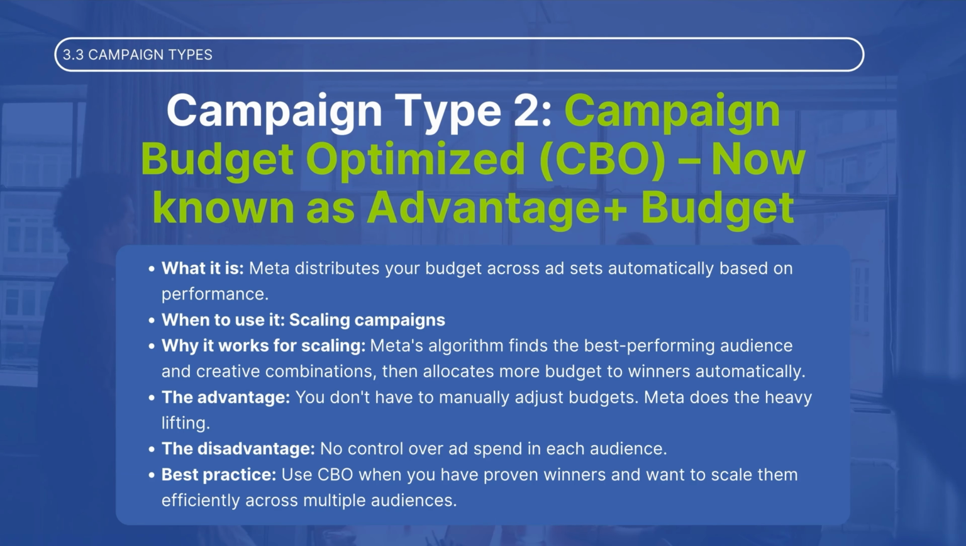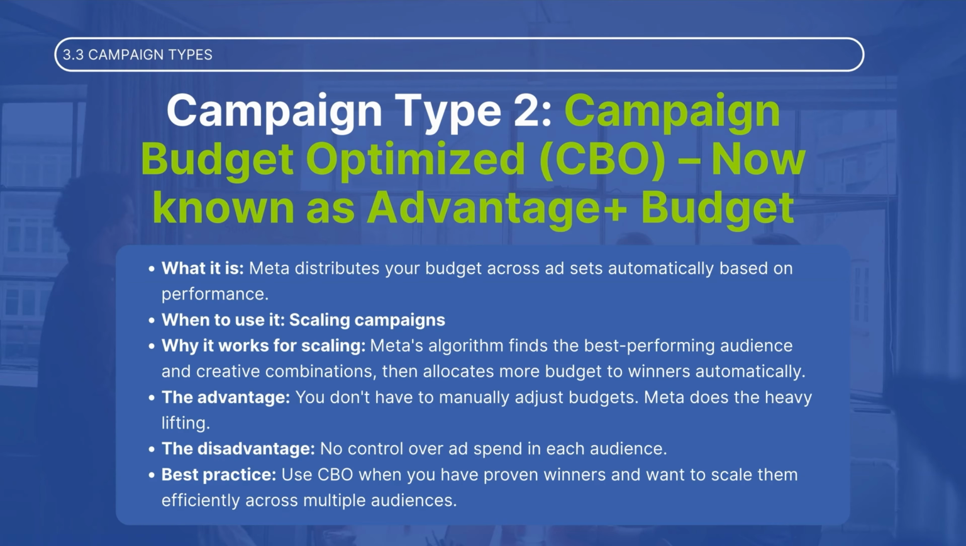Campaign Type 2, Campaign Budget Optimized, or CBO, now known as Advantage Plus Budget. What it is. Meta distributes your budget across ad sets automatically based on performance. When to use it. Scaling campaigns. Why it works for scaling. Meta's algorithm finds the best performing ad sets and then allocates more budget to winners automatically.